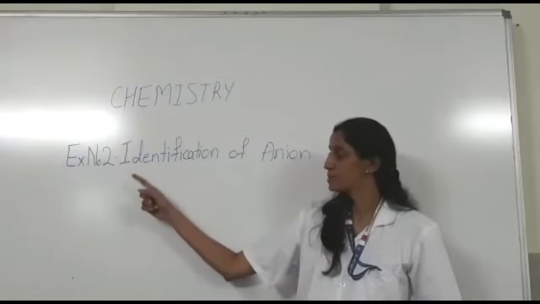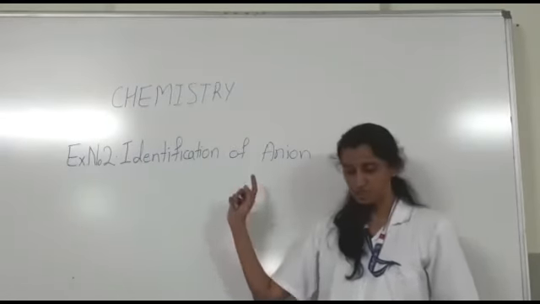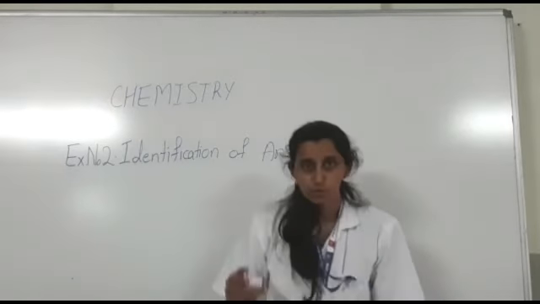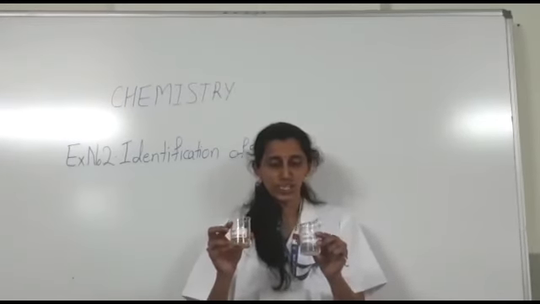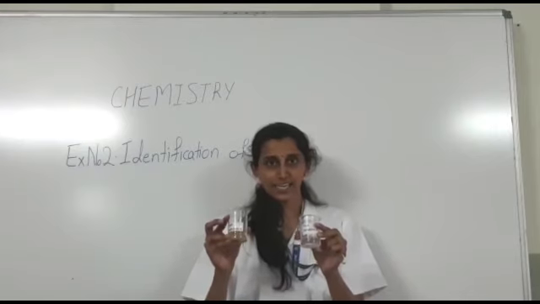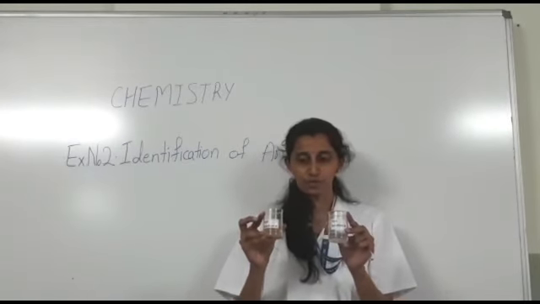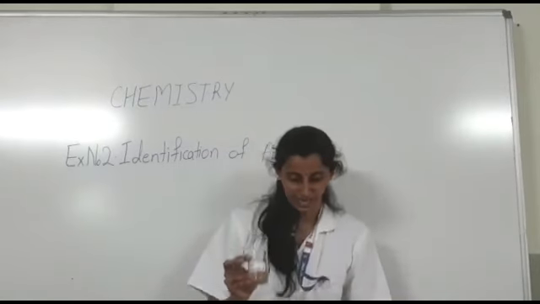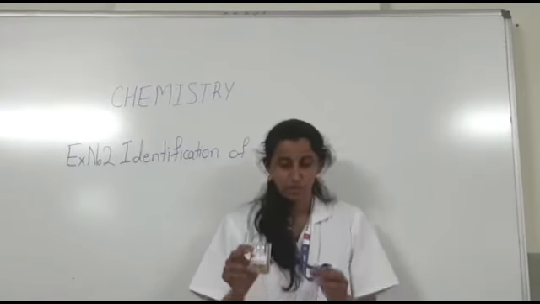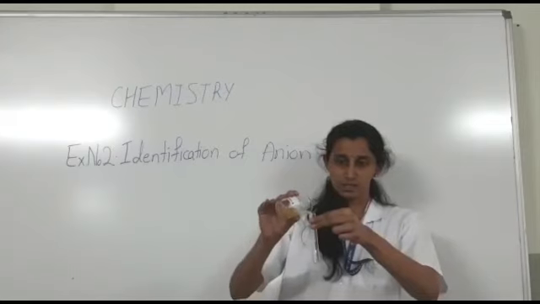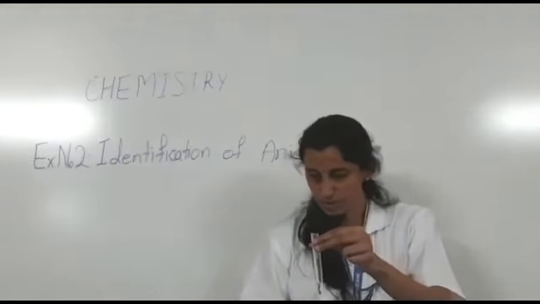We are going to perform experiment number 2, identification of anions. There are two solutions, solution A and solution B. In the earlier experiment we performed identification of cations. Now we are going to do identification of anions. For solution A, we are going to perform first. This is the OS. We are going to take the OS.